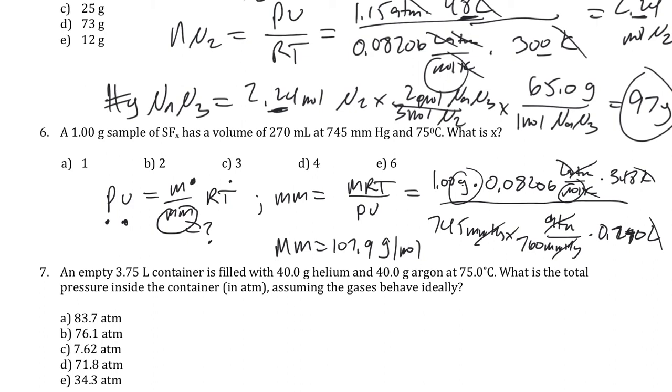So sulfur is 32.06. Fluorine's about 19. So that's only 51 if there's 1. 32 plus 19 times 2, not enough. 32 plus 19 times 3, not enough. 32 plus 19 times 6, too much. 32 plus 19 times 4, 108. So we're right over here at 4. So this would be SF4, which would be consistent with this molar mass.